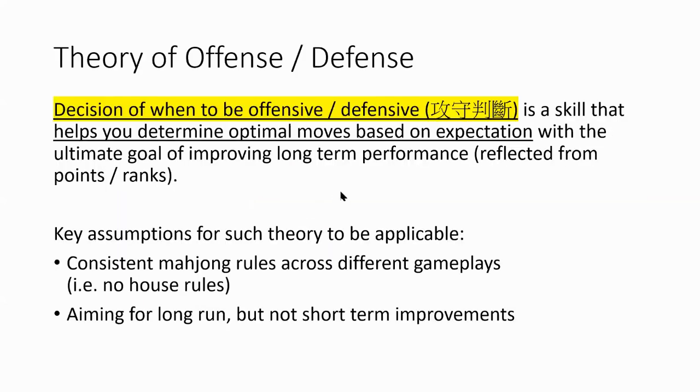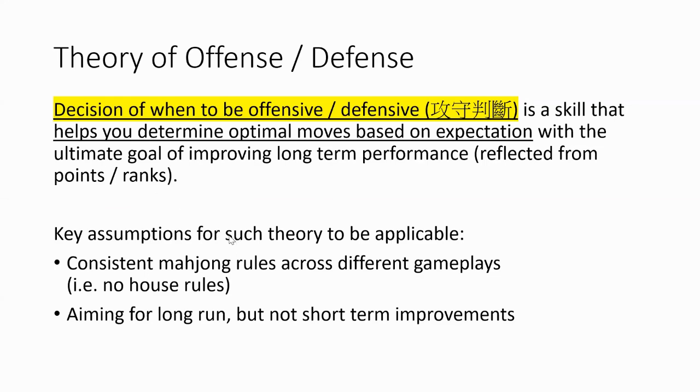So we try to summarize what the theory of offense and defense is about. Essentially, the theory will help you determine an optimal move based on expectation analysis. The offense and defense theory aims to improve the long-term performance. The long-term performance could be reflected in the cumulative points that you obtain, or it could be the ranks in the context of a Mahjong game.